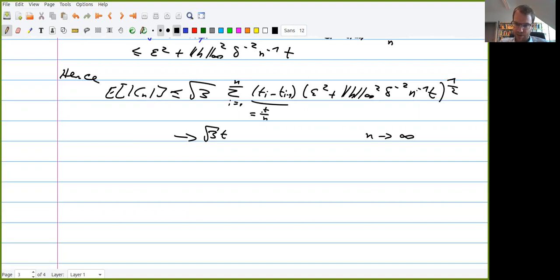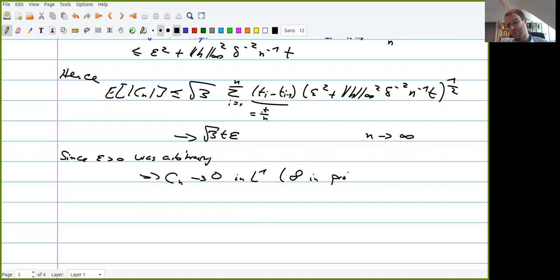But here we get some sums, so these are canceling, that's great. So this goes to 3 times... sanity. All right, yes. Okay. And this holds for all epsilon, since epsilon was arbitrary, and we get that indeed Cn goes to 0 in L1, and this means in probability.